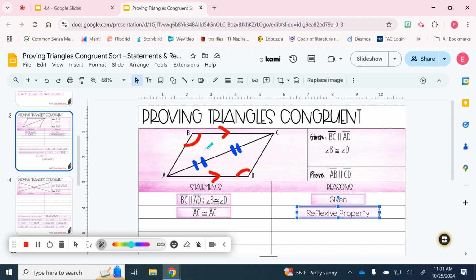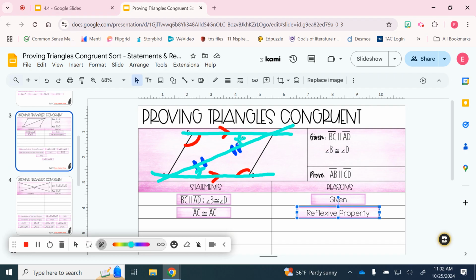Now, we know these are parallel, and we're trying to prove triangle ABC is congruent to CDA, okay? We have a side, we have an angle. We either need another side or we need another angle. There's nothing here that can tell me that the sides are going to work out, okay? So I need to work with my parallel lines and my transversal. So I'm working with this angle and this angle.